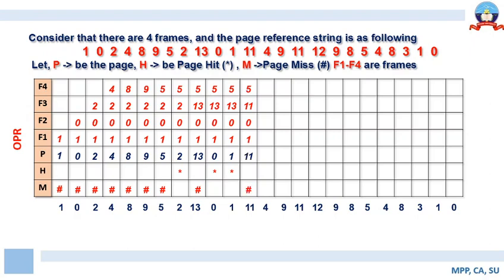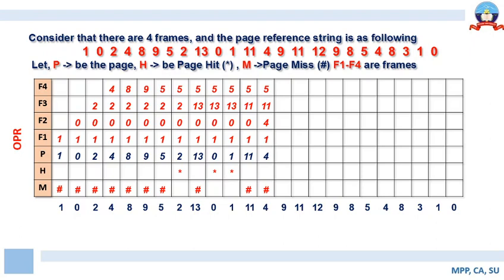After 11 we have a reference to page number 4. Page number 4 is not available in the memory, so we need to replace either of these 4 frames, 5, 11, 0 and 1, by 4. On analyzing the page reference string, we find that there is a close reference to 11, 5 and 1, and we have the farthest reference to page number 0, so 0 will be replaced by 4.